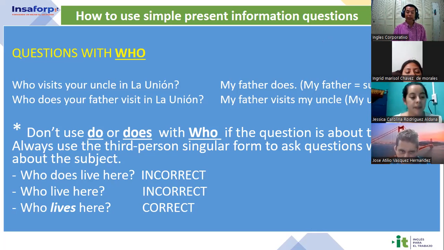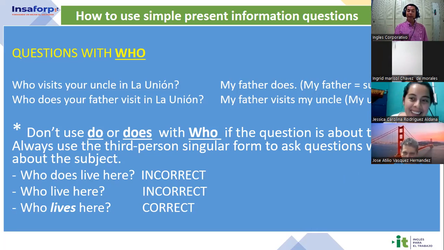Yes, any verb. Who eats here? ¿Quién come aquí? Who eats here? ¿Quién corre aquí? Who runs here? Who cooks pupusas in your house? ¿Quién es el que cocina las pupusas en su casa? Okay. Who cooks? Right? Diferente es que yo diga ¿a quién Jessica Carolina le hace las pupusas? Ahí sí uso el does, ¿sí? Porque es alguien en su casa a quien usted le cocina.